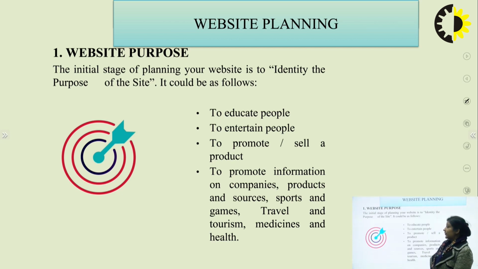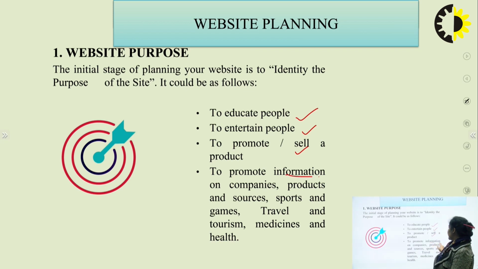Now, next one is the website purpose. What is the purpose of the website? This is the initial stage of planning where we need to identify the purpose of the website. There are various purposes of websites. First, it can be to educate people. Suppose we are developing an educational website, and the purpose of that website is to educate people. Another purpose can be to entertain people, like YouTube, etc. That is again a purpose of making a website. To promote or sell a product, like our e-commerce websites. These are examples of websites where we are promoting or selling a product.